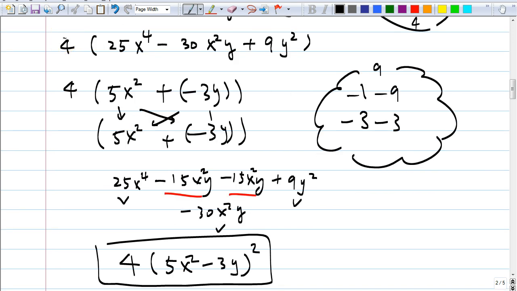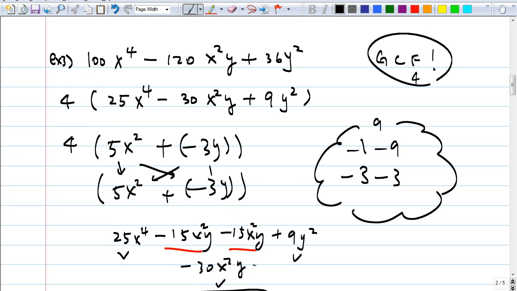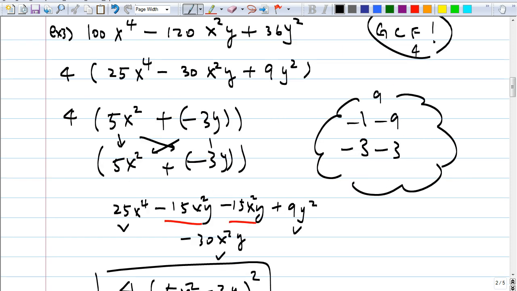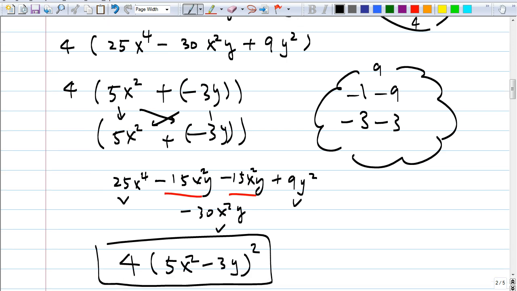So here, 4 times (5x squared minus 3y) in parentheses squared. Does that make sense? Okay, somebody said, should I multiply 4 to the binomial? No, if you do, then you get this back, right? We're trying to factor here, not multiply this thing out. We're not trying to simplify. We're doing the opposite of simplifying, isn't that right? We're factoring out, kind of. Okay, any question? Do you see what we get here?